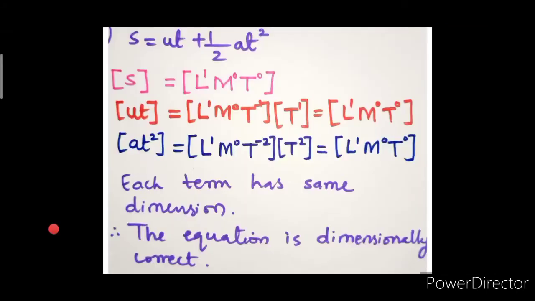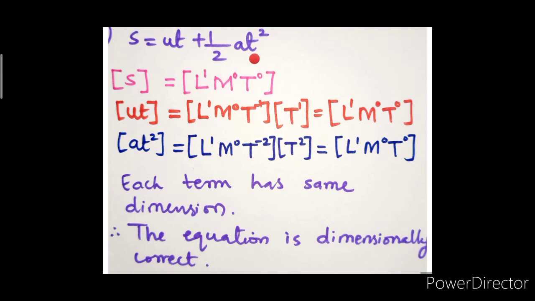As we already did during the explanation, the dimension of S we are supposed to write as L1 M0 T0, as S represents the displacement. The dimension of ut, where u is the initial velocity and t is the time: the velocity has the dimension L1 M0 T minus 1 and t has the dimension T raised to 1. So when we solve it, we get L1 M0 T0.